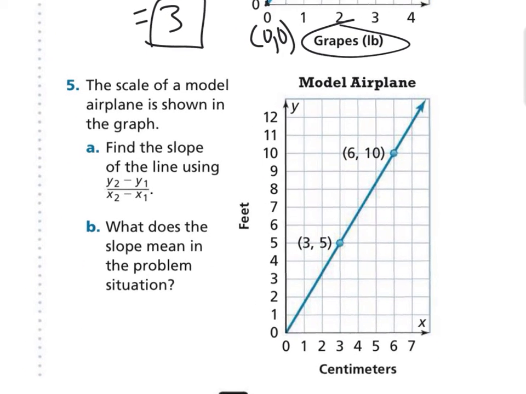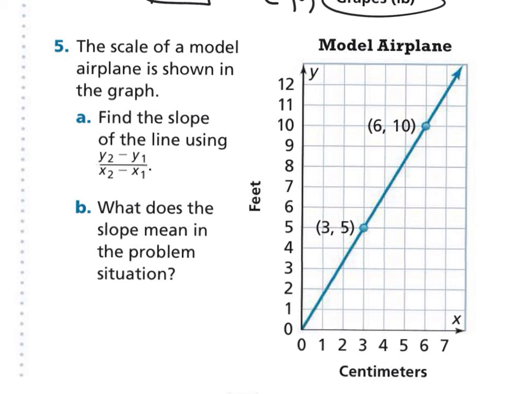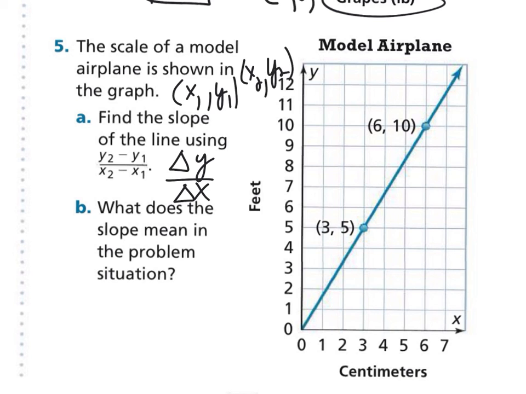Number 5, the scale of the model airplane is shown in the graph. Find the slope. Now it says using y2 minus y1 over x2 minus x1. That's a different way of writing change in y over change in x. That's just subtracting y values and then subtracting x values. The little subscripts, those little numbers below, basically just means we have to go in the same order for the x's that we did on the y's. It's kind of like if we had x1, y1, and x2, y2. Okay, if that doesn't make sense to you, don't worry about it.